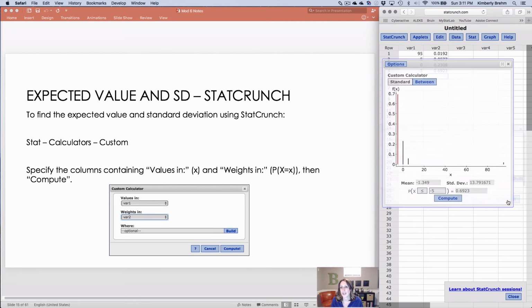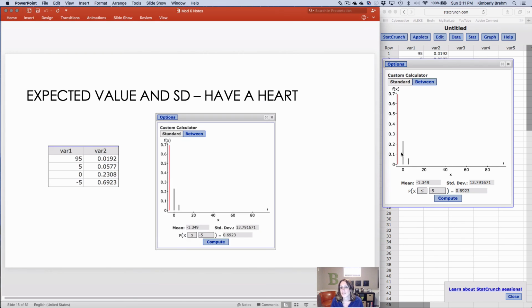Where, I don't really care. I just want it to be on this page, and notice this pops up. Now, in terms of the picture, we don't really care much about the picture. What I do care about is down here, I have a mean of -1.349 or 1.35 as I had before, and the standard deviation of 13.79167, etc. So this gives me those two values of mean and standard deviation in the Have a Heart game.